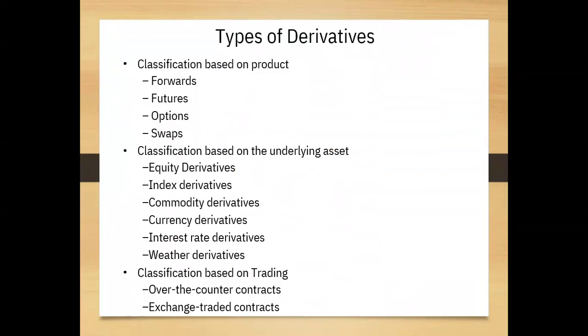Classification based on the product: forwards, futures, options, and swaps. Another classification is based on the underlying asset: equity derivatives, index derivatives, commodity derivatives, currency derivatives, interest rate derivatives, and weather derivatives, because sometimes rainfall may affect the derivative concept as well. Then classification based on trading: over-the-counter contracts and exchange traded contracts.